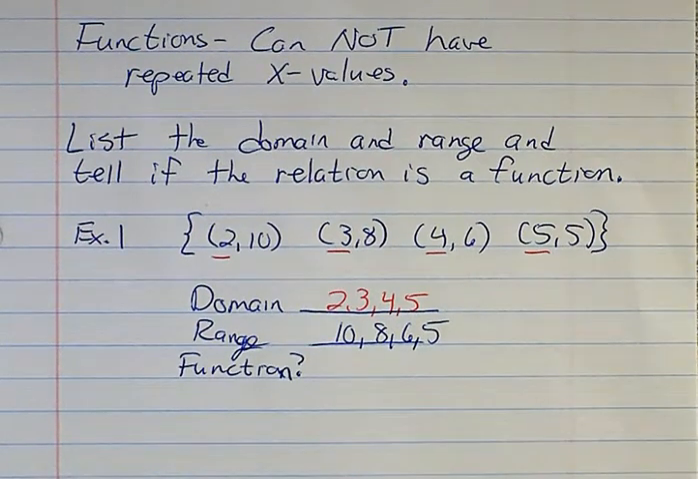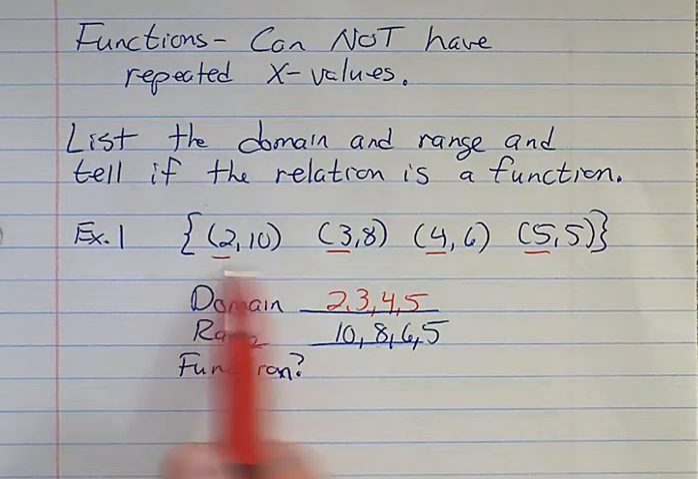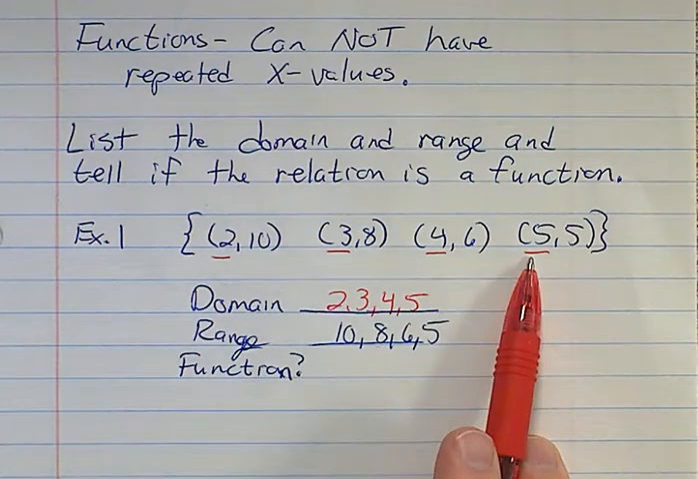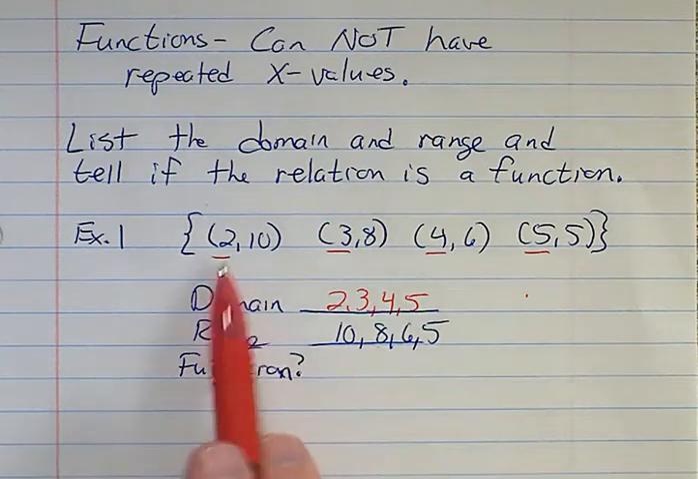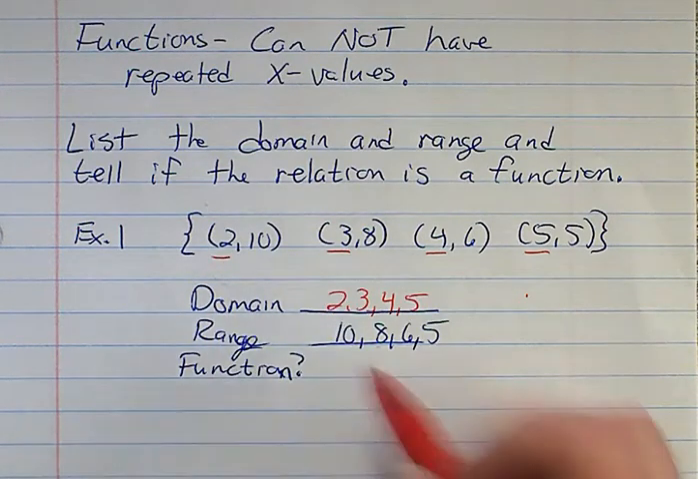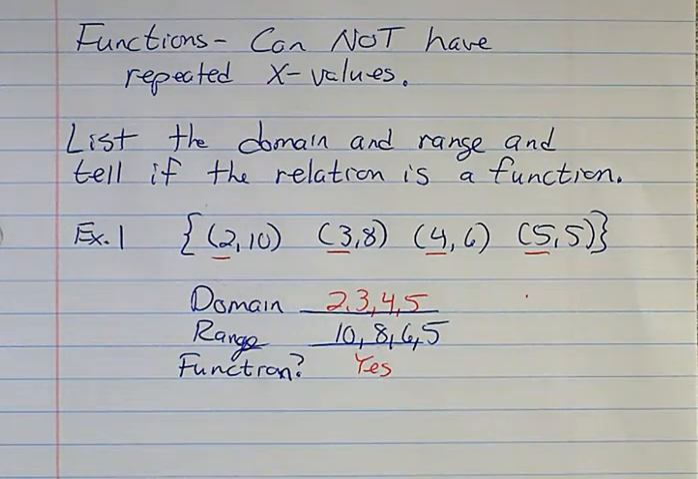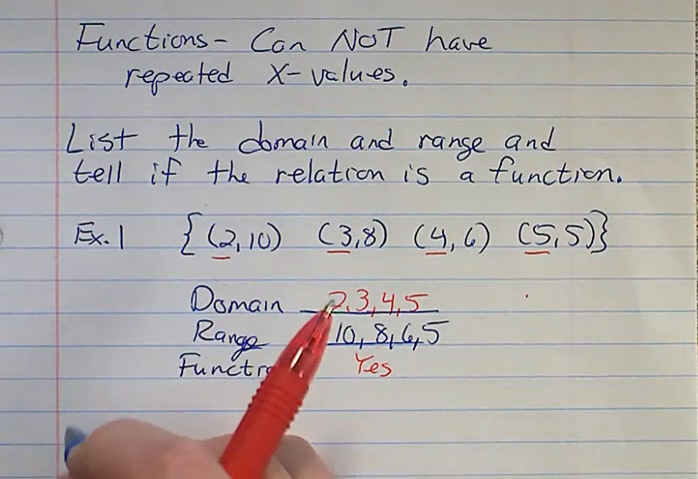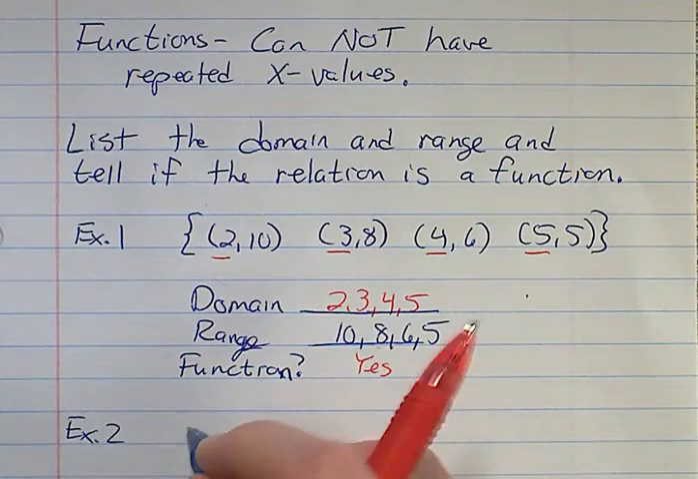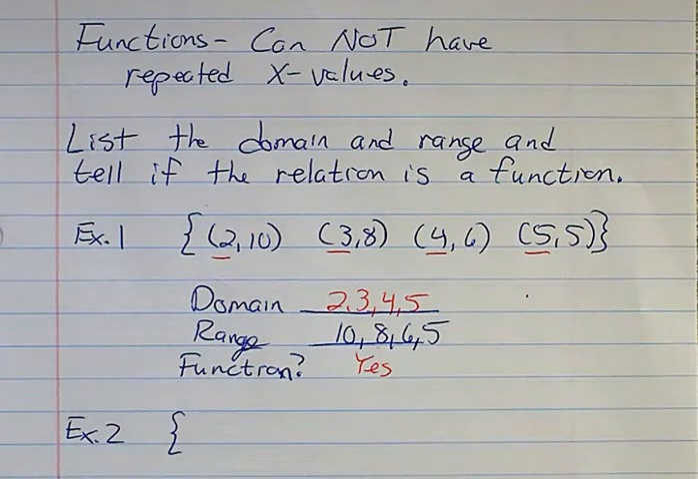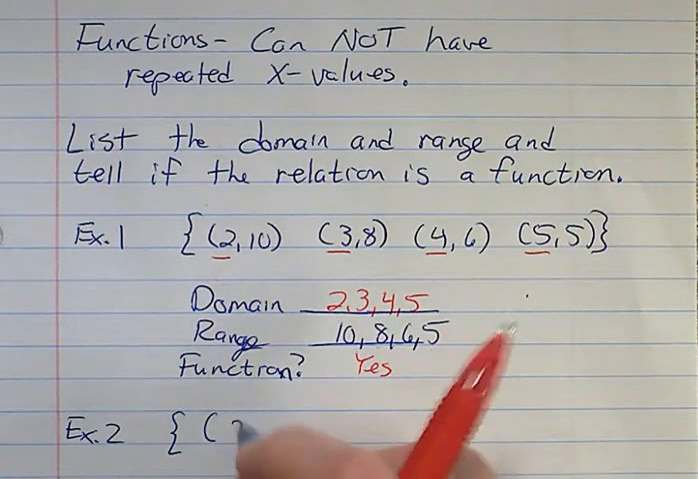All right. And again, with the technical definition, they make it a lot more complicated, but all you do is look at your x values. Do any of the x values repeat? They don't. Everyone only uses the same x value one time, so this thing would be a function. Okay, so there's one that is a function. Let's show you one that's not a function.